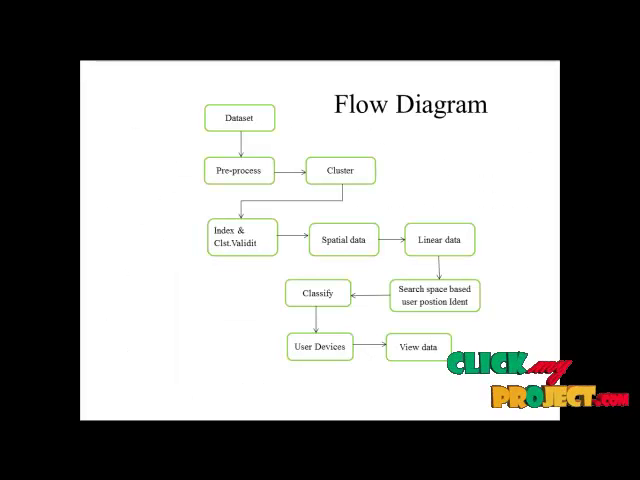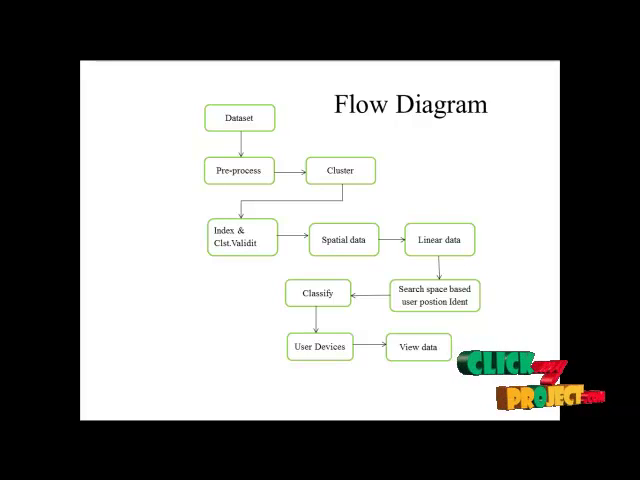This is our flow diagram for the linear quadtree based spatial data analysis. The first step is the data set. Different sets of attributes create a data set, and the data set is loaded. After it is loaded, these values are stored in the database.